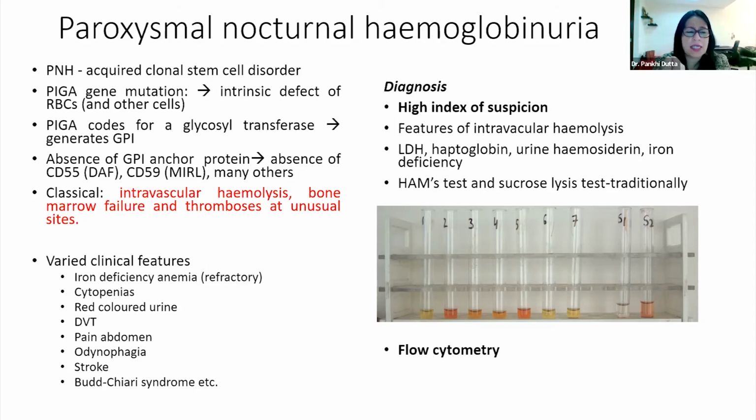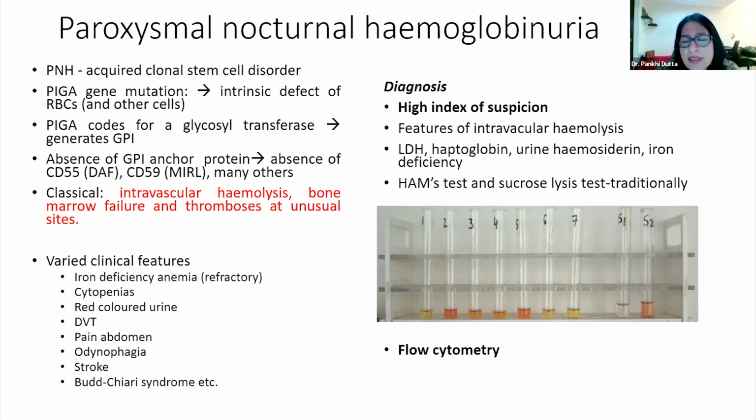There may be slight cytopenia because of intravascular hemolysis. Iron is lost with the hemolysis, so there can be refractory iron deficiency. The patient may have thrombosis. And of course, now awareness is much more, or the patient can present with Budd-Chiari. So any abnormal thrombosis at unusual sites, one should think of PNH.